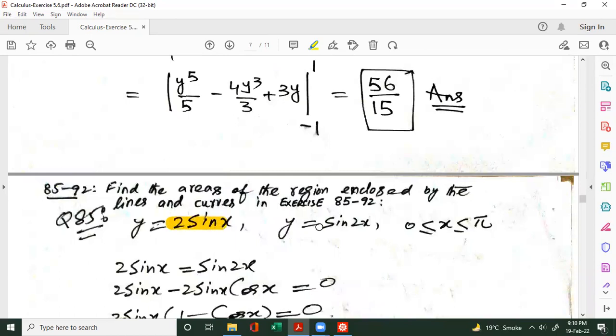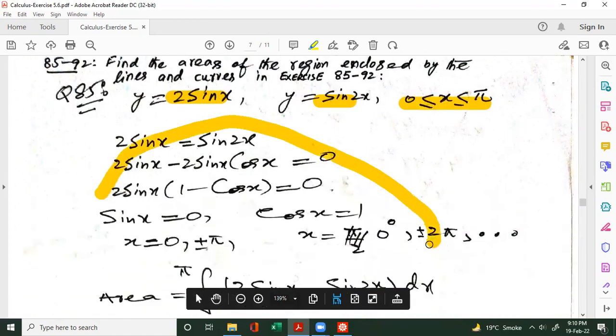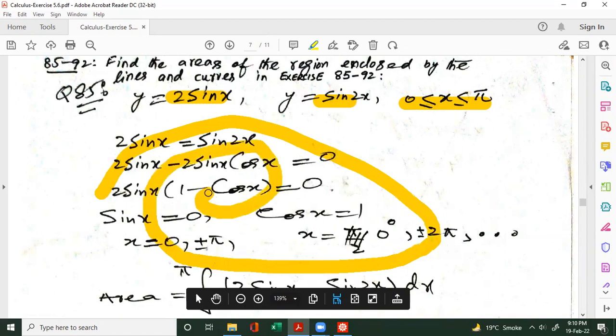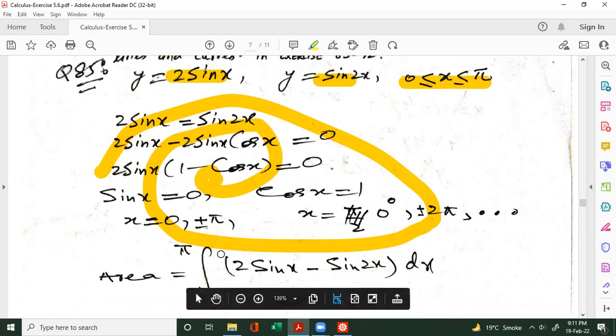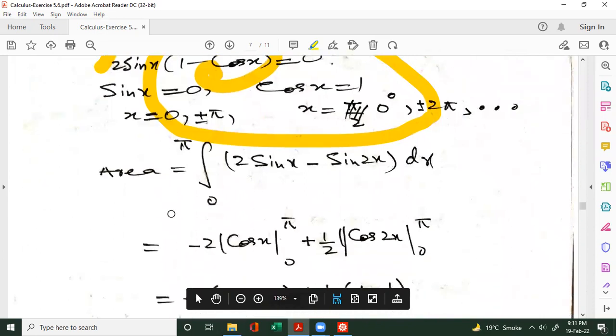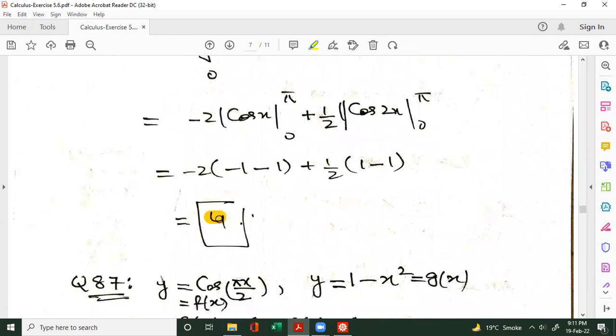So here are two curves and the limits of x are given from 0 to pi. So simply, students, there is no need to compute the values of x. You only need to find the difference between these two functions, either f minus g or g minus f. I am computing 2 sine x minus sine 2x. The limits of x are already given here, so integrate it from 0 to pi. Integrate carefully, and as I solve it, the area under the curve is 4.